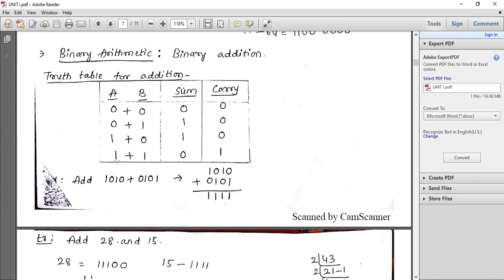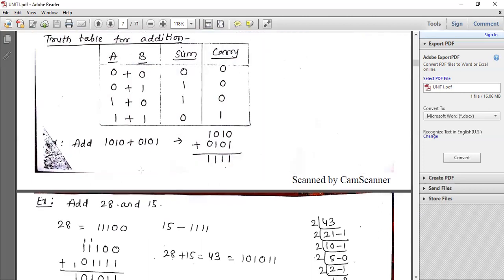But when the addition of the higher bits, A1 and B1, is considered, then 1 plus 1, in our decimal number system, becomes 2. The binary form of 2 is 10, where the least significant bit comes under the sum and the most significant bit comes under carry. That's the reason 1 plus 1 gives a resultant sum of 0 with a carry 1.